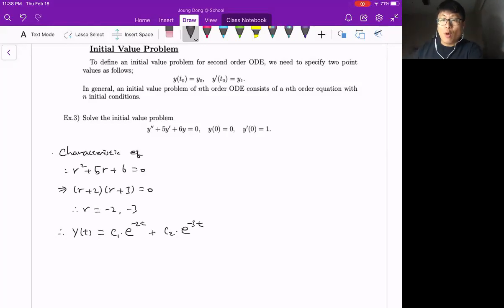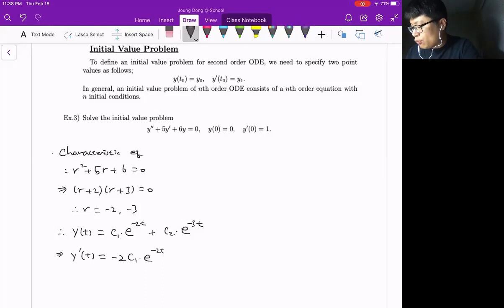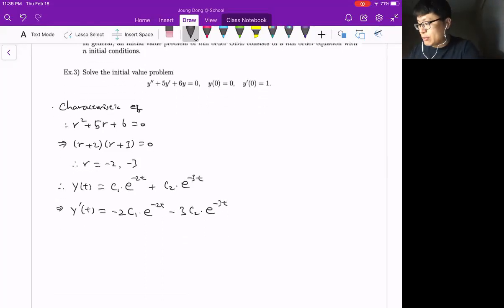Look at that. y(0) is given and y prime(0) is given. So to use these initial conditions, we need to find y prime. Let me do that first. y prime(t) is equal to, keep that in mind, you have to use the chain rule everywhere. So negative 2 c1 times e to the minus 2t. For the second term, negative 3 comes out from the chain rule, so it is negative 3 c2 times e to the minus 3t. That's it. Now we're going to use the initial conditions given in the problem.